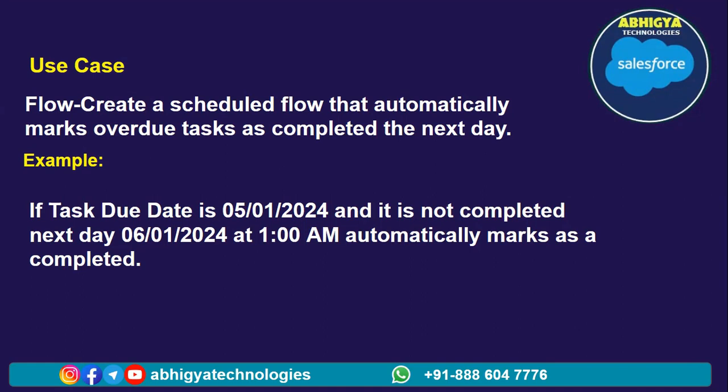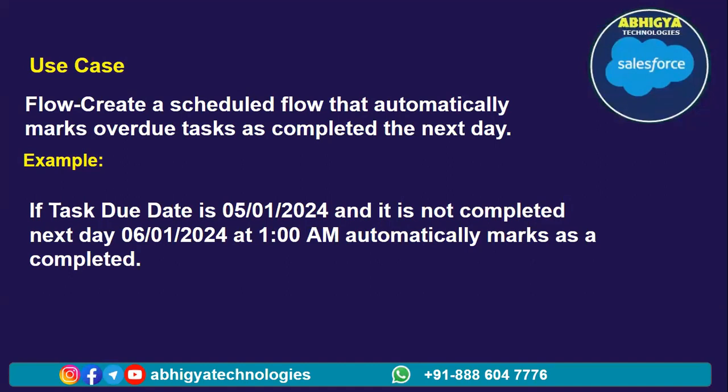Here is the example. If the task due date is the 5th of January 2024 and it is still not completed on the 5th, mark it as completed. So the next day, the 6th at 1 a.m., we need to schedule a flow that automatically marks it as completed. That is the flow scenario, this is our use case.